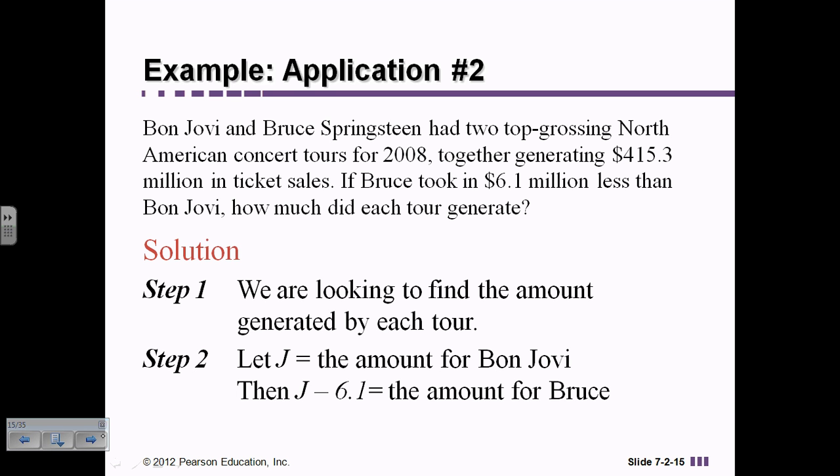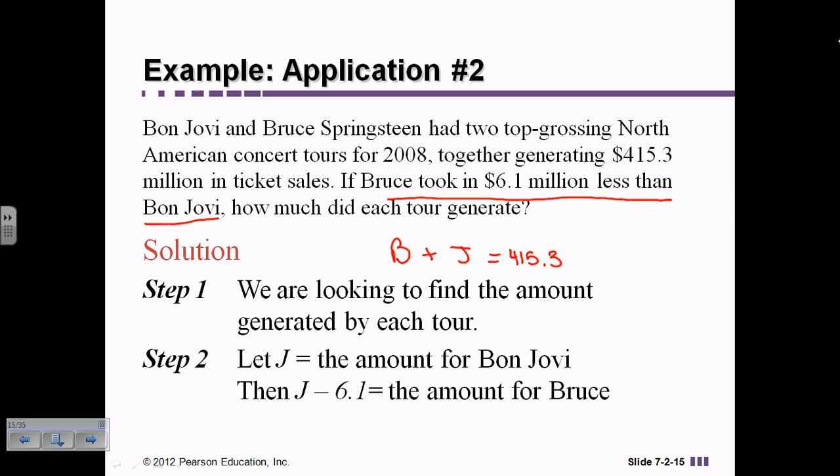So our first step is that we're trying to figure out how much each of the tours generated. It talked about Bruce Springsteen taking in 6.1 less than Bon Jovi. So Bon Jovi is my unknown. So I called it J for Jovi, and J is the amount for Bon Jovi, and Bruce is 6.1 million less than Bon Jovi, so it would be J minus 6.1. We know that both tours together, Bruce plus Bon Jovi, equaled 415.3 million.